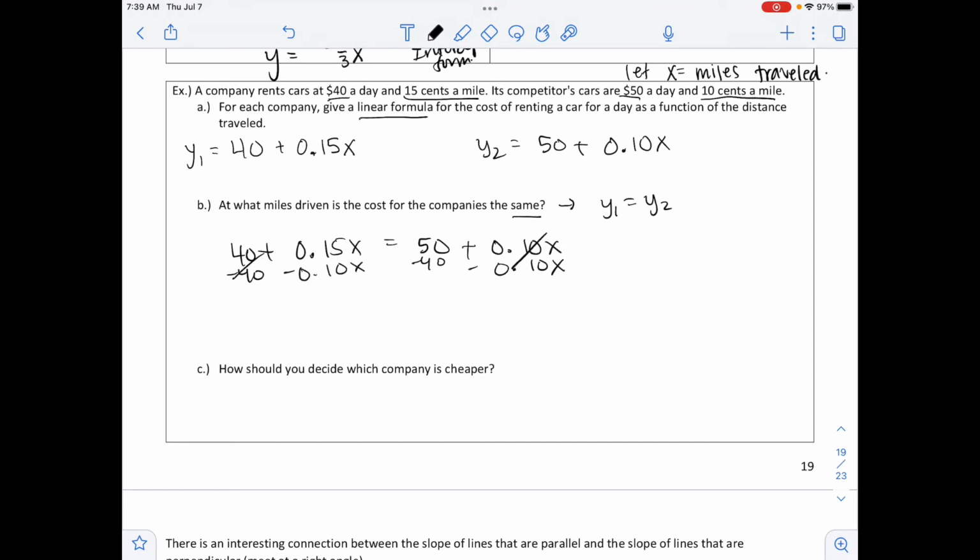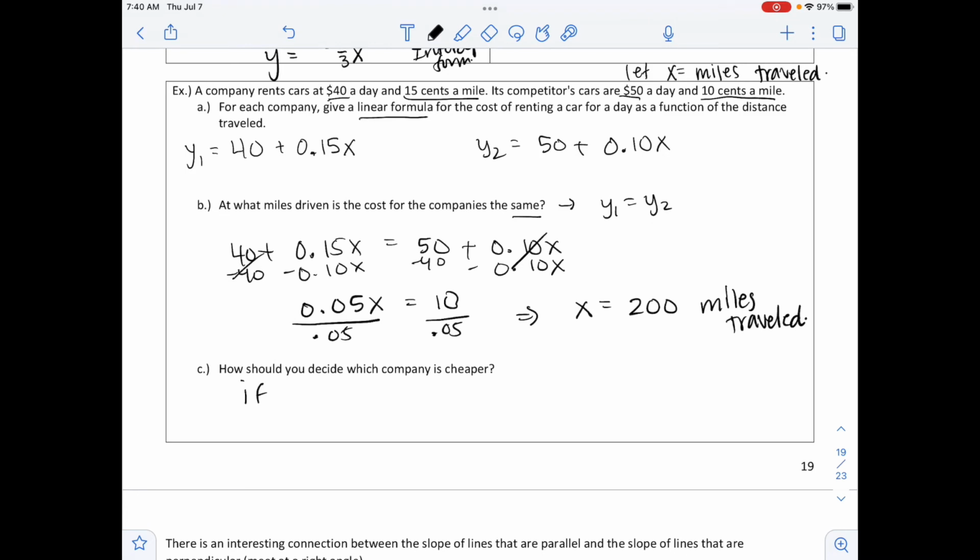And so from this, we're going to end up with 0.05x equals 10. And then dividing by 0.05 on both sides, we get x is equal to 200. And x again was the miles traveled, so this will be miles traveled. So it will be the same cost if you travel 200 miles. And it says, how should you decide which company is cheaper for part C? So it should be based upon that 200 miles traveled.